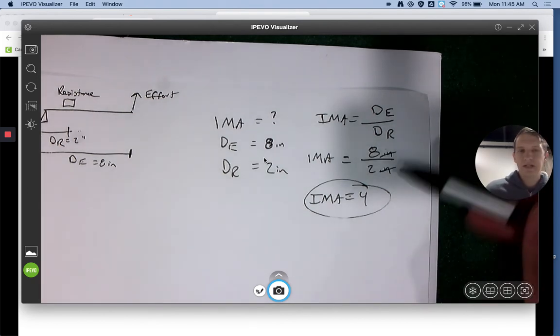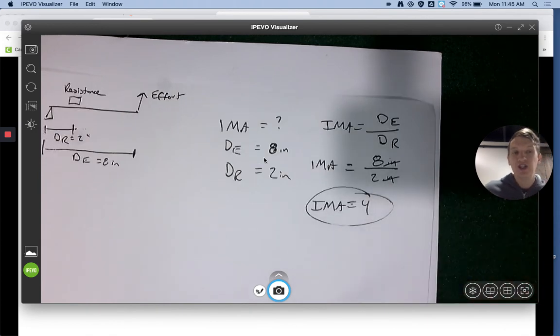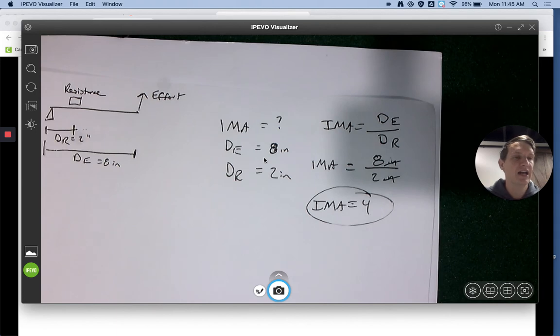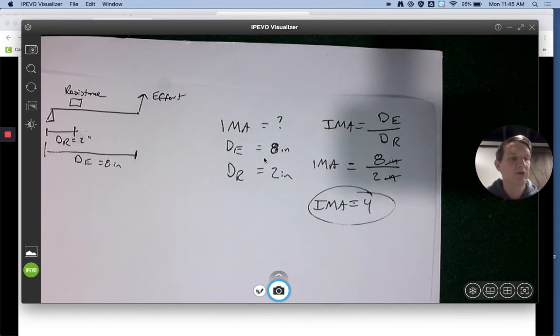And notice the units canceling out here. Mechanical advantage is a unitless number. It's just how many times stronger something makes us, so it doesn't actually have any units, just like actual mechanical advantage.